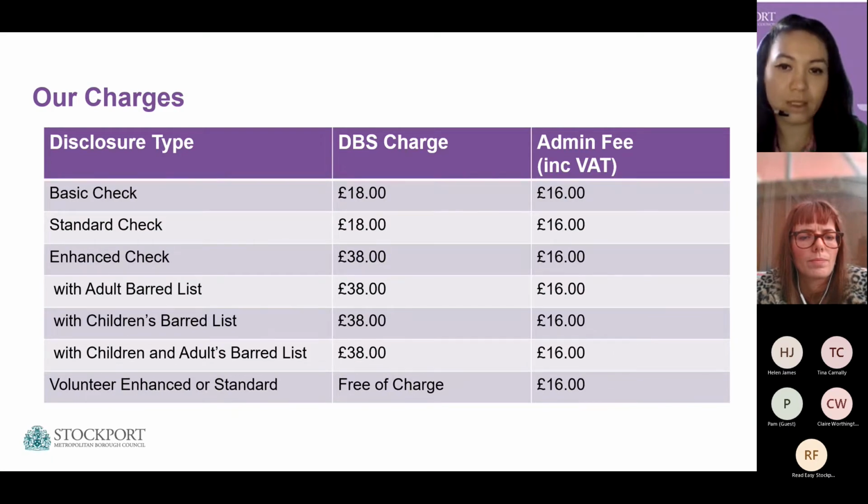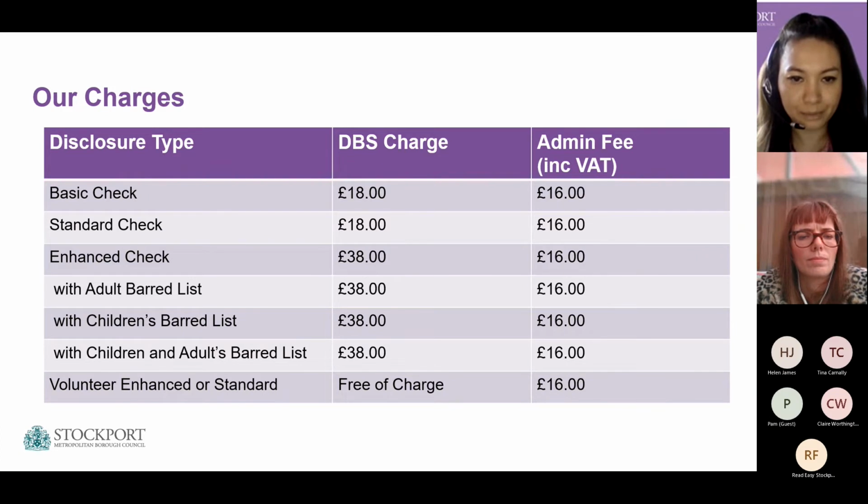These are our charges, so it's split between the DBS charge and then the admin fee. So the DBS charge is what DBS charge us, and then the admin fee is what we charge on top of the DBS charge, which will then cover things like using the system that is managed by another company, and then just us processing that application form. So it does say £16 for the admin fee, but we have a reduced admin fee of £14 for charities and voluntary groups within Stockport. So those are our prices.